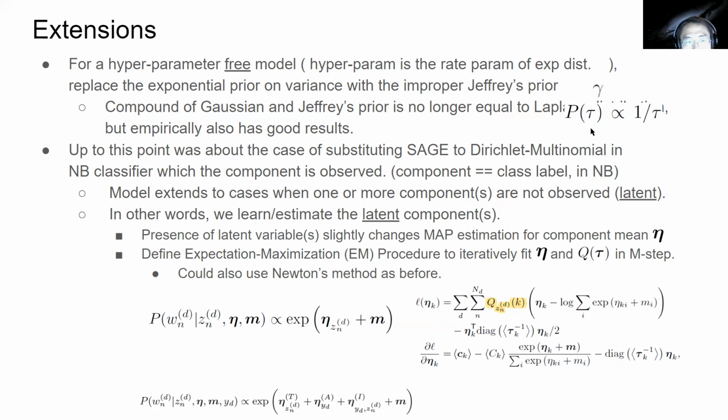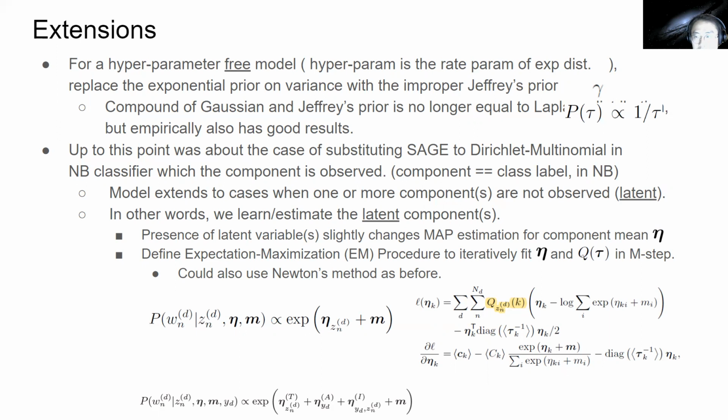Instead of using that gamma, the rate parameter of the exponential distribution, which was used for the variance of the component, now we replace the prior for the variance from the exponential into the Jeffreys prior distribution, which is improper. Okay, so the Jeffreys prior distribution is basically the inverse of tau, which is the variance.